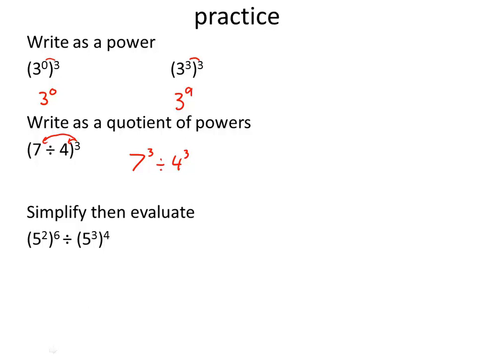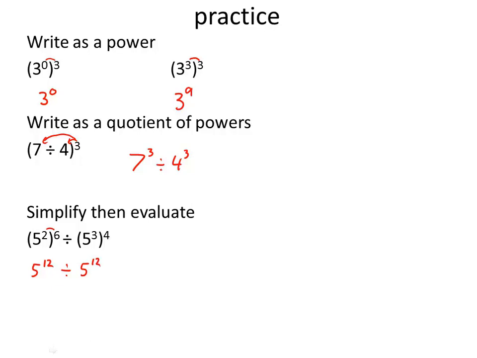So now this one, it says simplify, then evaluate. So evaluate means turn into a single number. Well, first I'm going to go 5 to the power of 2 to the power of 6. So just like before, we're going to multiply these two numbers together. So 2 times 6. So this is going to be 5 to the power of 12. And this is going to be divided by 3 times 4, so 5 to the power of 12.